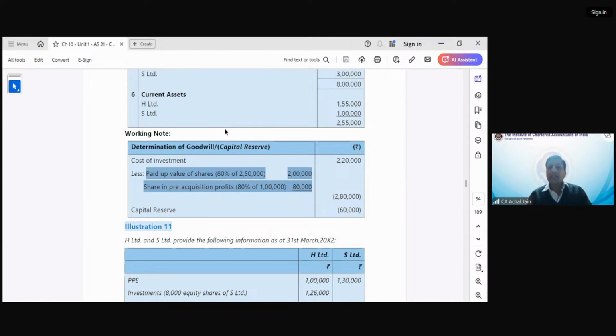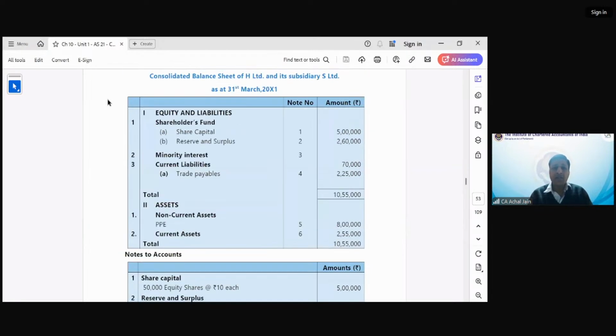Okay, so then I think this query comes from Manvi. Manvi saying, sir, I didn't understand the calculation of percentage holding. No worries. So let's get back to that calculation of percentage holding.